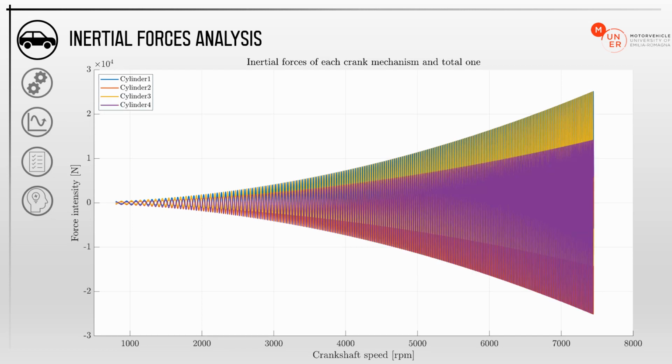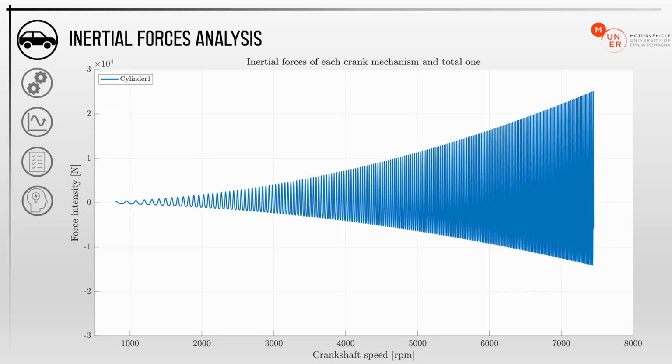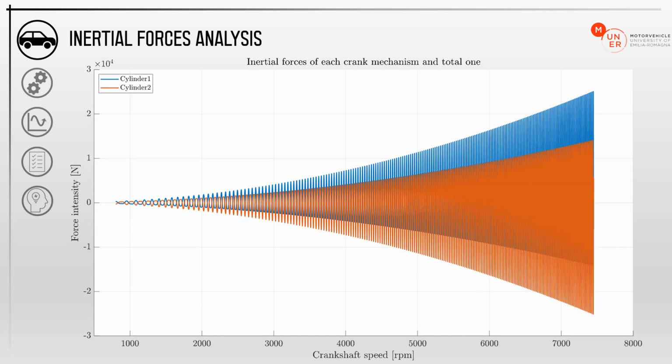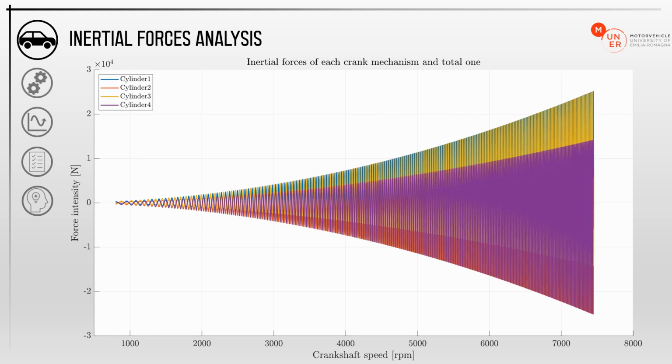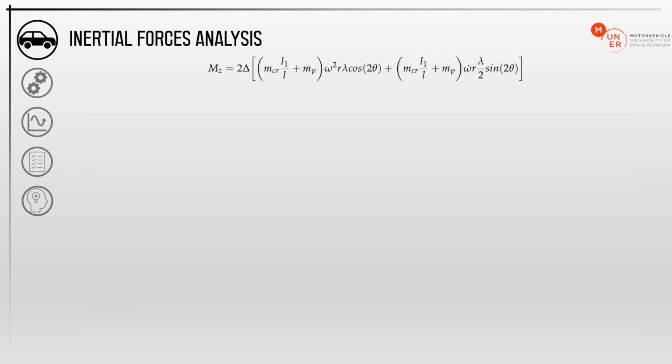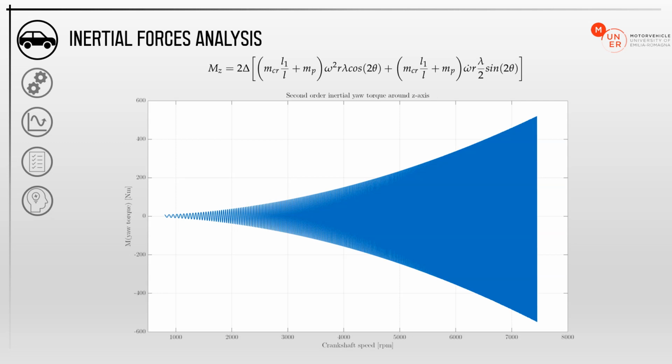It is possible to see that the boxer engine is a very well-balanced configuration because the sum of these inertial forces is 0. So the only excitation that we have is a second-order yaw torque, which is plotted against the crankshaft speed as well. The analytical formulation is shown, and the quadratic trend is given by the term omega squared.